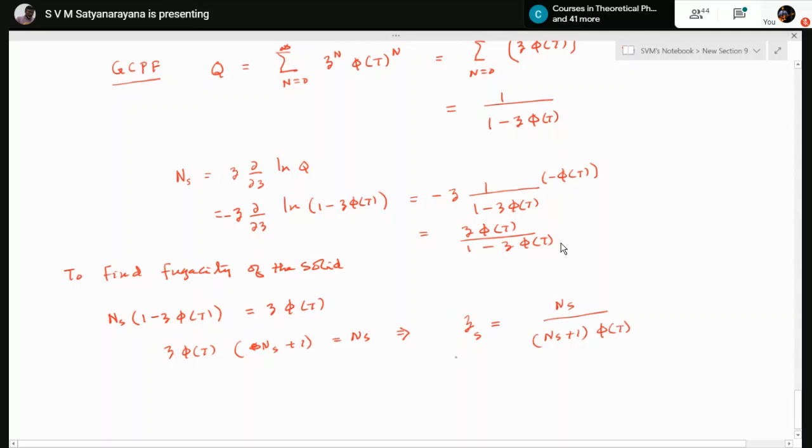Okay, so this is an expression, but note that usually Ns is a very large number, definitely a very large number compared to 1. So Ns plus 1 is the same as Ns. So under this condition, this Zs is simply 1 by phi.